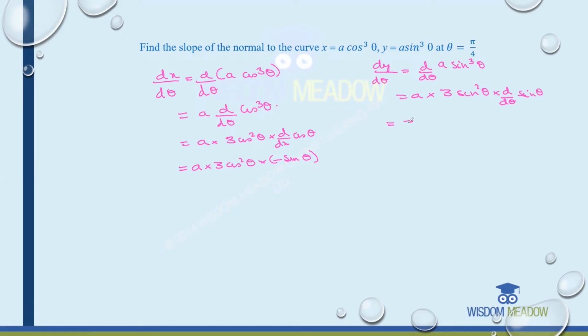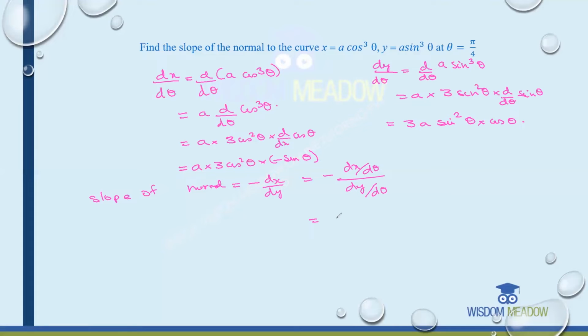Derivative of sine theta is cos theta. So 3 into a into sine square theta, sine square theta into derivative of sine theta, which is cos theta. So now we know that the slope of the normal is the negative reciprocal of the slope of the tangent. It's going to be minus dx by dy. So finding this directly, that's going to be minus dx by d theta over dy by d theta.